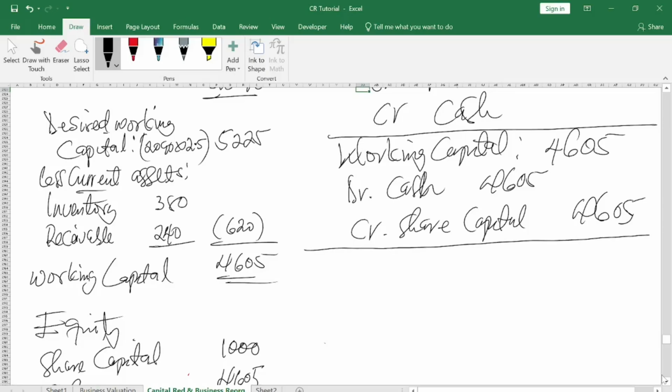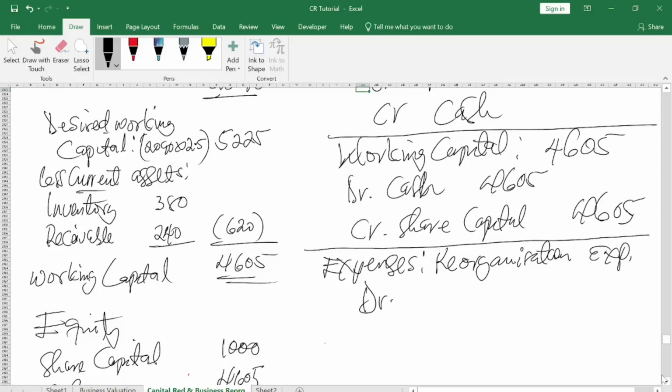Good. Now, after this entry is done, there are expenses to be paid, especially reorganization expenses. You contracted an administrator to facilitate the reorganization of the business. You have to pay the administrator. So when you are paying the administrator, what happens? It's an expense. So you debit your profit and loss account. Then you credit your cash with such amount.